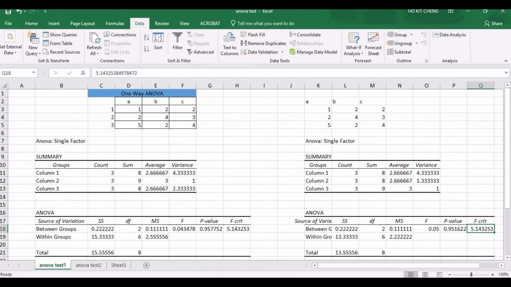If we compare the F values here, we can note that the F test statistic is less than the F critical value. Therefore, we cannot reject the null hypothesis, which means mu1 is equal to mu2 equal to mu3, and which also means there is no significant difference among the three groups.